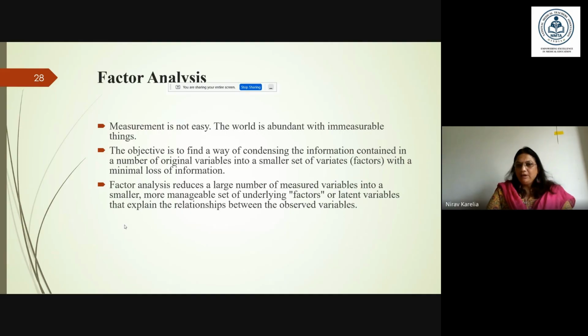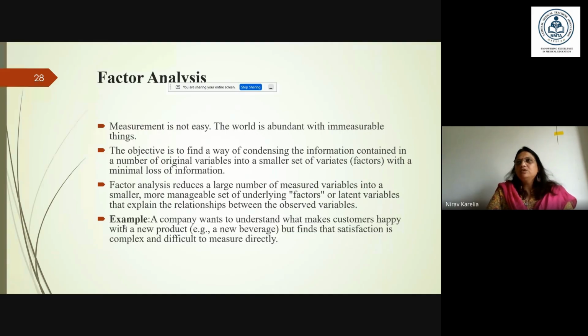So I will explain with an example. Suppose a company wants to understand what makes the customer happy with a new product. Any product is launched, and they want to find the satisfaction of the patients or sample. Now, what is the important problem here? How do you measure satisfaction of the customer? You can't label it as 1, 2, 3. How do you measure the satisfaction?